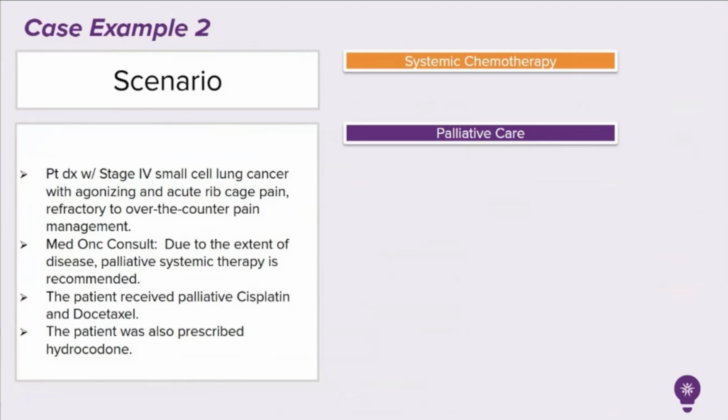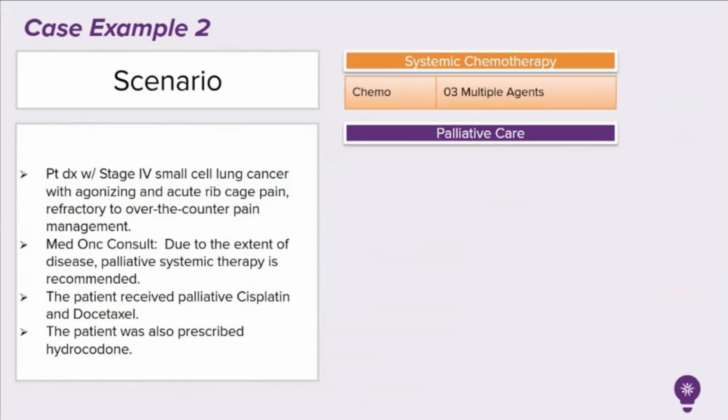So here we have a patient that was diagnosed with stage 4 small cell lung cancer with agonizing and acute rib cage pain, refractory to over-the-counter pain management. The patient was seen in medical oncology consultation, and due to the extent of disease, palliative systemic therapy was recommended. The patient received palliative cisplatin and docetaxel. The patient was also prescribed hydrocodone to relieve the pain.